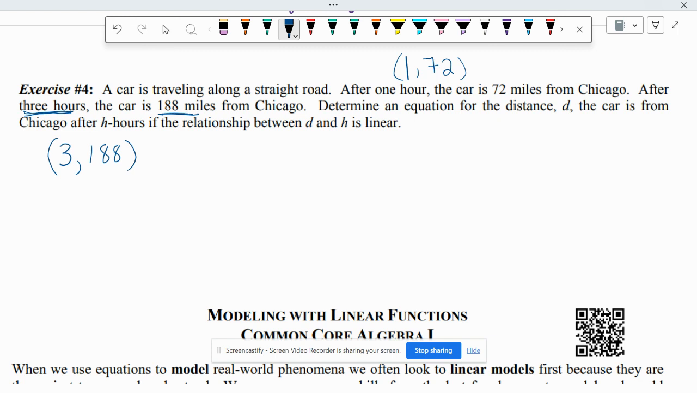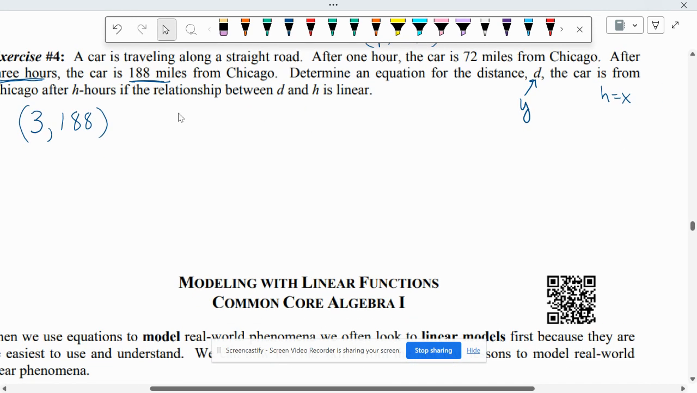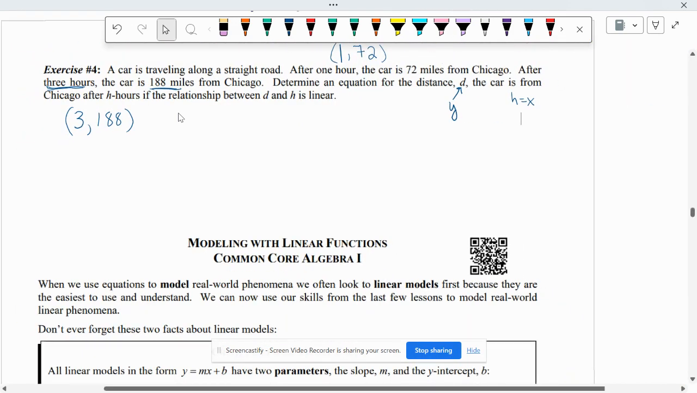Determine an equation for the distance d the car is from Chicago after h hours. That's just saying d is the same thing as y. And remember, time is always your x. h is your x value. So we're going to write this as y equals mx plus b, and then we're just going to swap out the y and the x with the d and the h. Don't do it any differently.